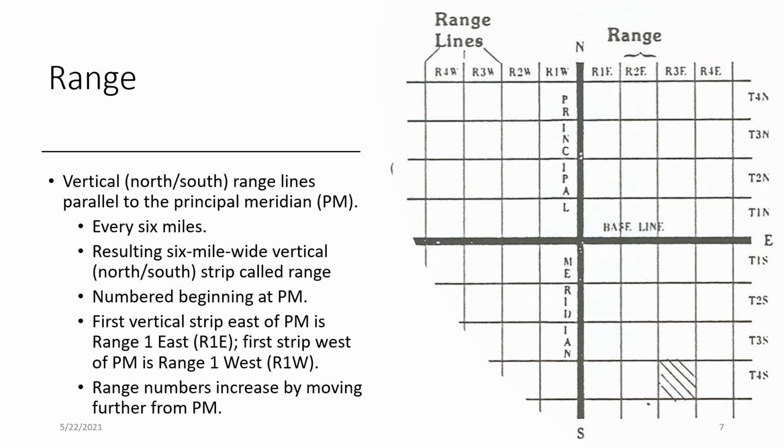So if you look at the very first 2 6-mile strips, the one east and the one west of the principal meridian, notice they're R1W on the west, R1E on the right. Then it goes R2W, R2E, and so on.